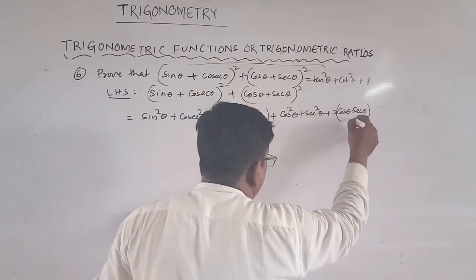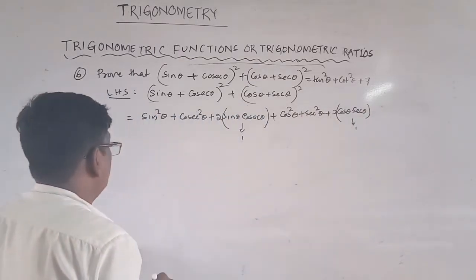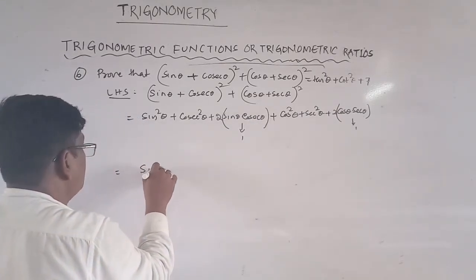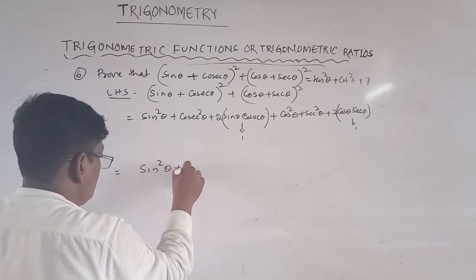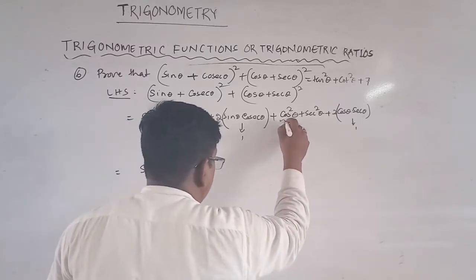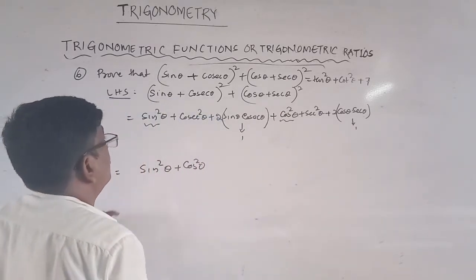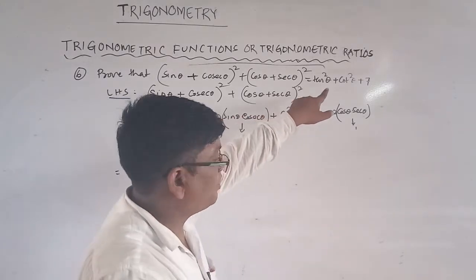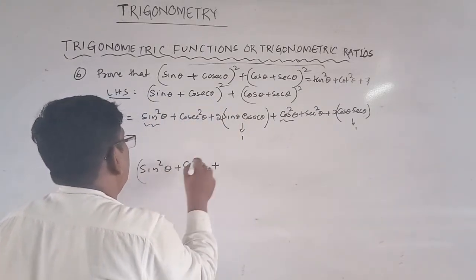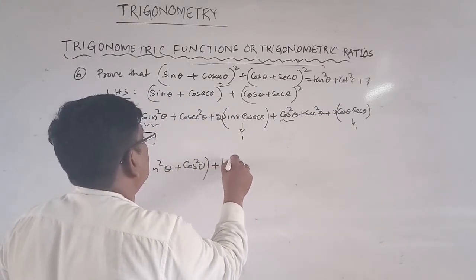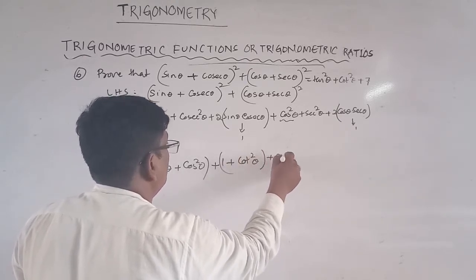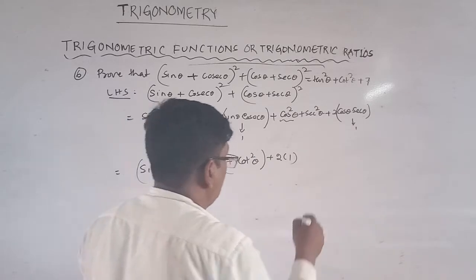Sec theta into cos theta is equal to 1. So, sin square theta plus cos square theta, write this next to this. And here cosec square theta. The answer is in terms of tan and cot. So cosec square theta means 1 plus cot square theta. And this is 2 into 1.